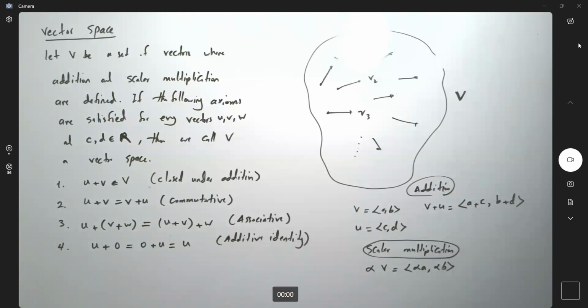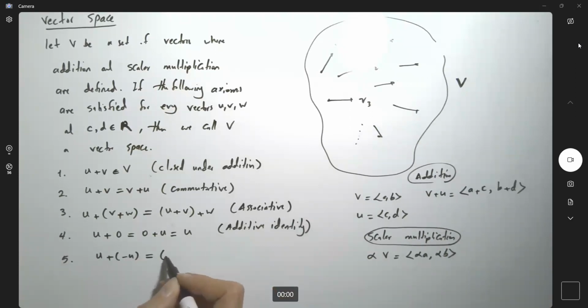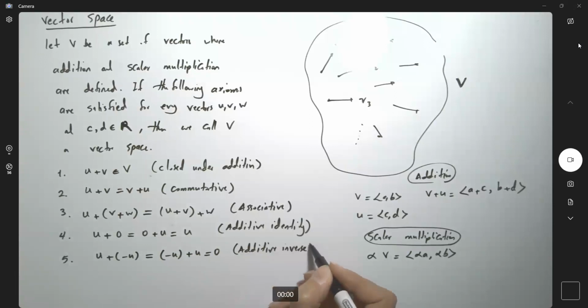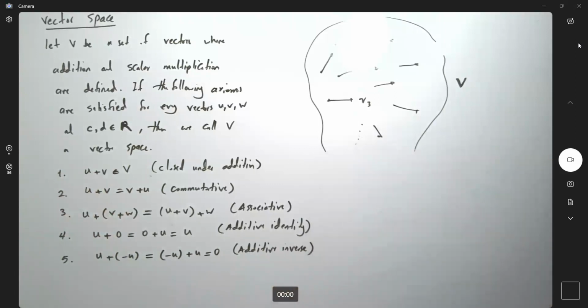You also have additive inverse. For every vector U, you have minus U, such that when you add these together, it's the same as negative U plus U, which is the 0 vector. We call this property additive inverse. So these are for addition. We have some properties for multiplication, or basically scalar multiplication here.